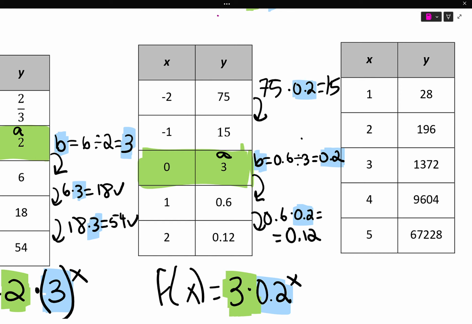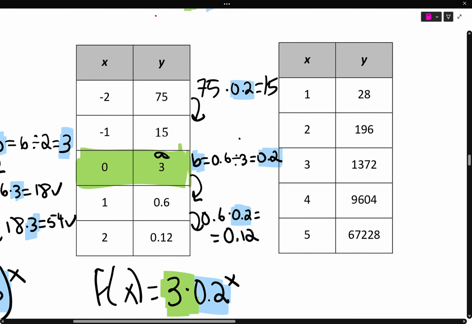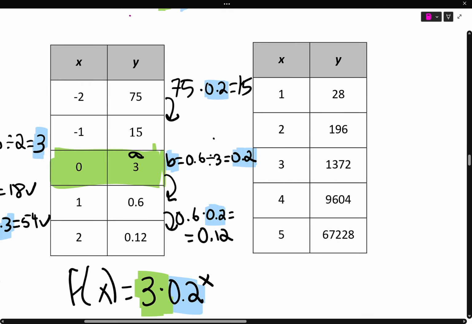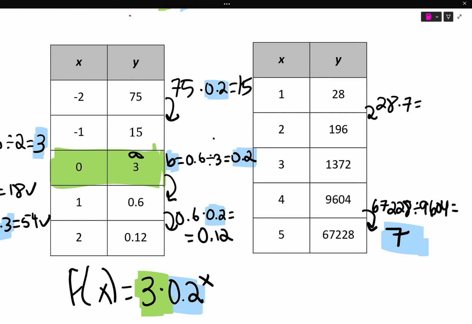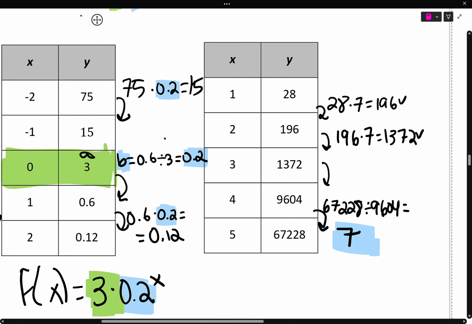Last one, we do not have a 0 here, but that's okay because we can figure it out anyways. So let's just do some dividing, right? I'm going to start on the bottom here. What's 67,228 divided by 9,604? 7. All right, let's see if that's the pattern. 28 times 7 equals 196. 196 times 7 equals 1372. Sweet. All right, let's do the last check.